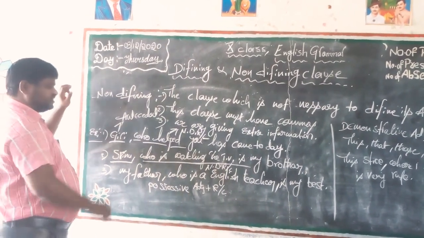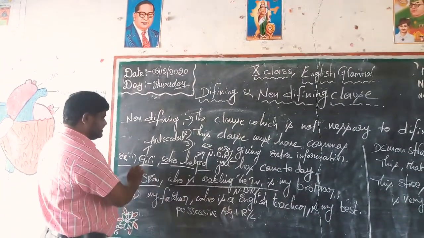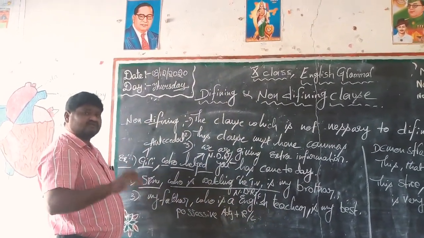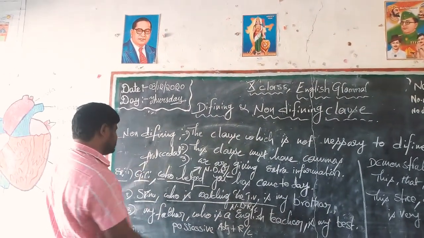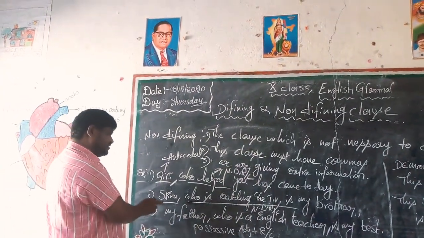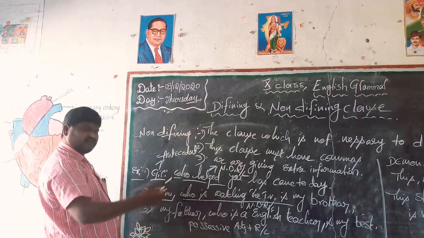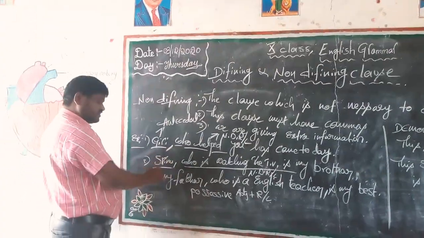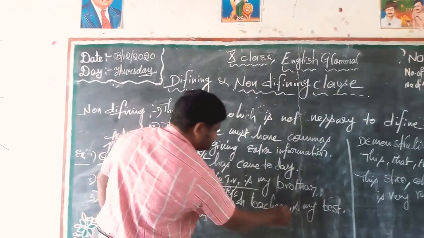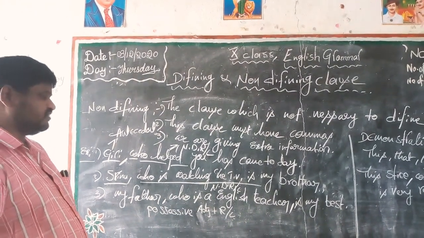And moreover, my father, who is an English teacher. Here, my dear friend, your object, Giri, comma. I already told you from the beginning, in the non-defining relative clause we have commas and we have extra information. Giri, comma, who helped you, has come today. This is extra information. And the second one also, Sriram, comma, who is watching the TV, is my brother. This is extra information. In this sentence we must have commas, non-defining relative clause. And my father, comma, who is an English teacher, comma, is my best friend. In this sentence also we have commas and we have given extra information.